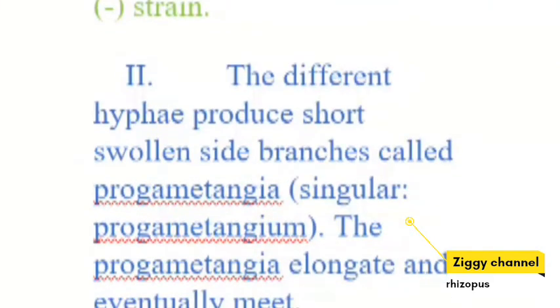2. The different hypha produce short, swollen side branches called progametangia, singular progametangium. The progametangia elongate and eventually meet. 3. A cross wall develops and cuts off the tip of each progametangium. This cut off tip with its dense cytoplasm containing several nuclei is called a gametangium. The gametangia are joined to the main hypha by the suspensors.